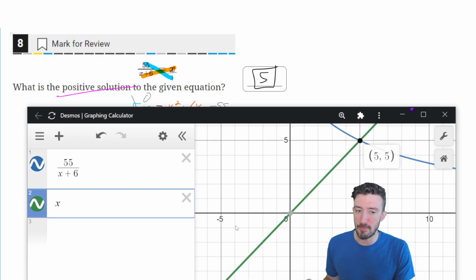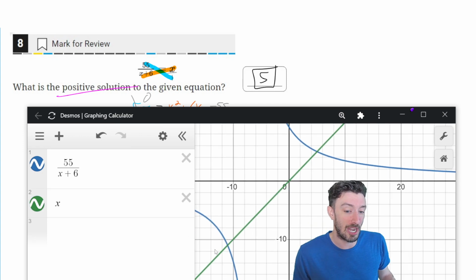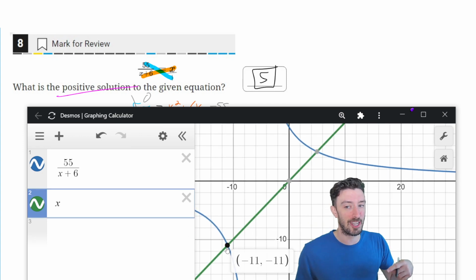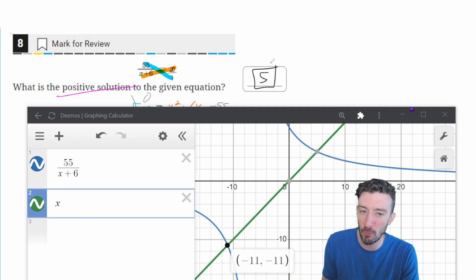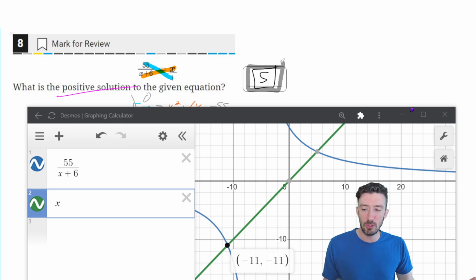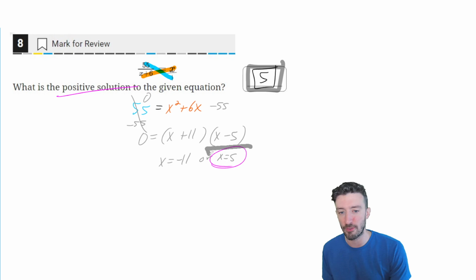Now, by the way, I didn't mention that when you're looking at the graph, there also should be another solution. And indeed, if I zoom out, there's another one at negative 11. But remember, they asked for the positive solution. So no matter what way you do it, you got to only use the positive answer. And once again, that positive answer was 5.